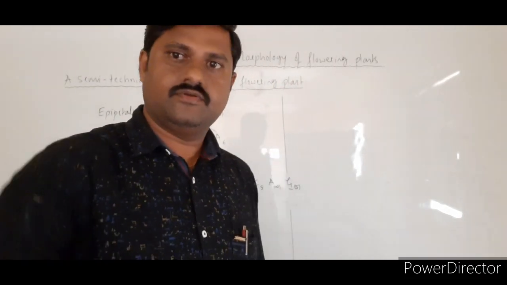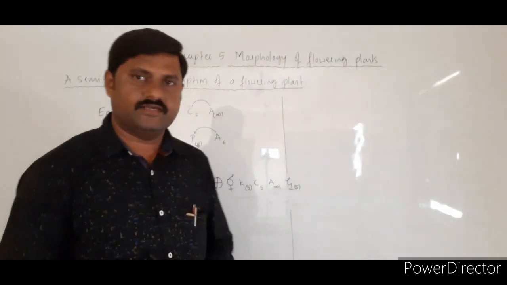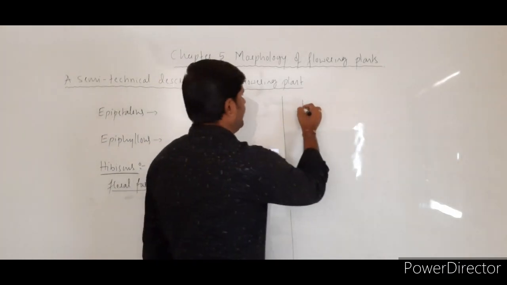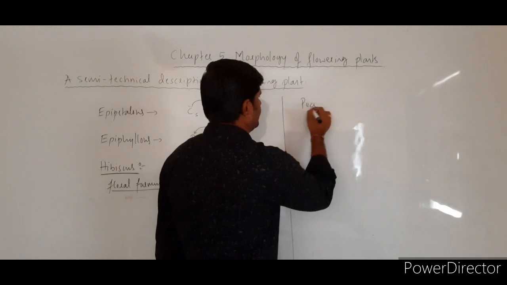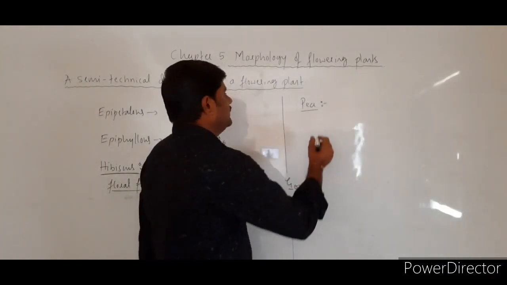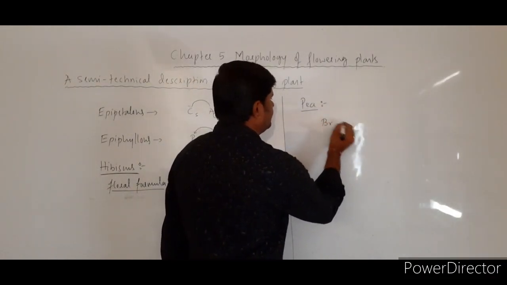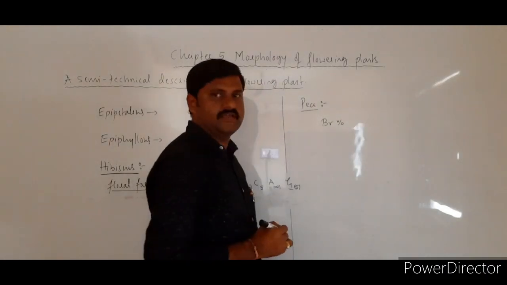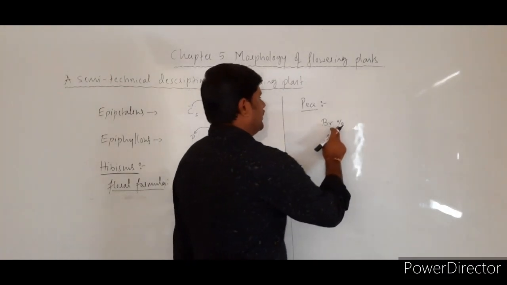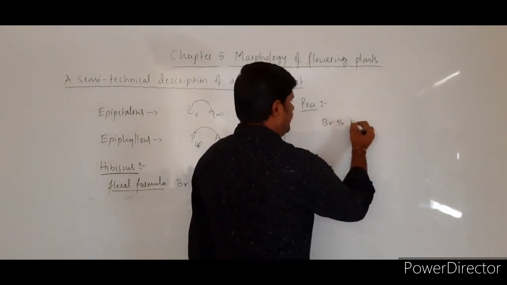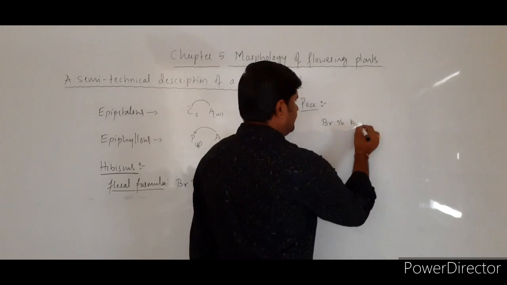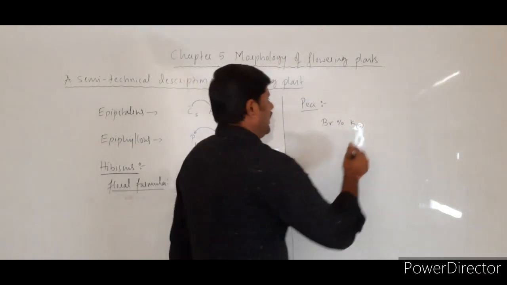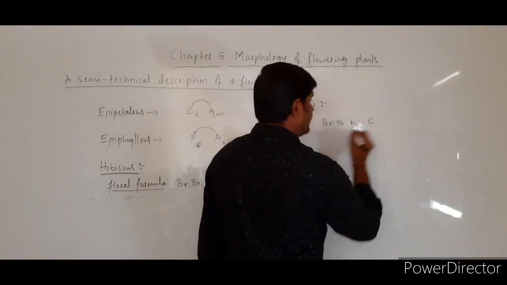Hibiscus itself. One more example I shall take here, Pisum sativum, that is the pea flower. Here the flower is bracteate and it is zygomorphic in nature. How many calyx are there? 5 sepals are there. They are all fused. And corolla, what is the corolla?